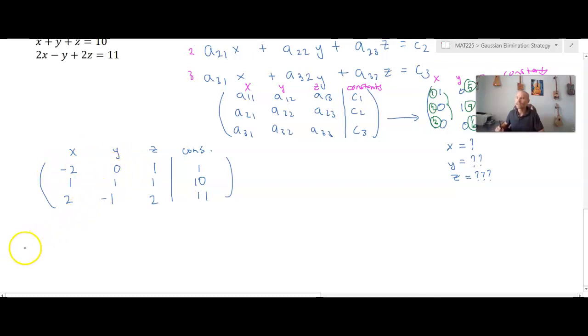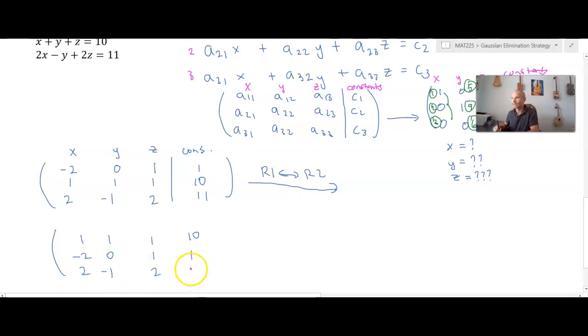So what I'm going to go ahead and do is switch row 1 and row 2. All I'm doing here is just changing the order of the equations. Again, if these are 3 planes in 3 dimensions, they're still going to intersect at the same point, regardless of what order I consider them in. So I'm going to switch row 1 and row 2. That's going to give me 1, 1, 1, 10, negative 2, 0, 1, 1, and row 3 is untouched.